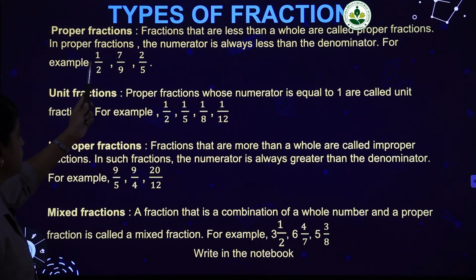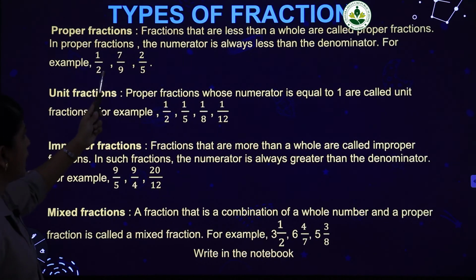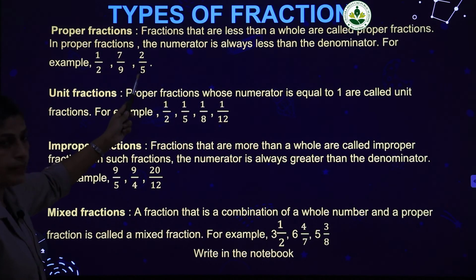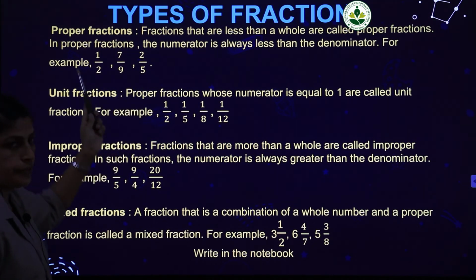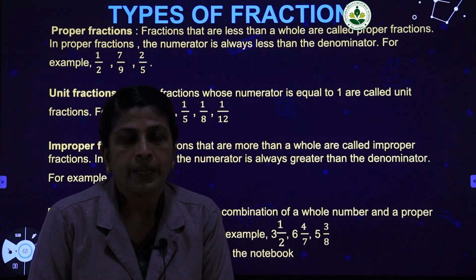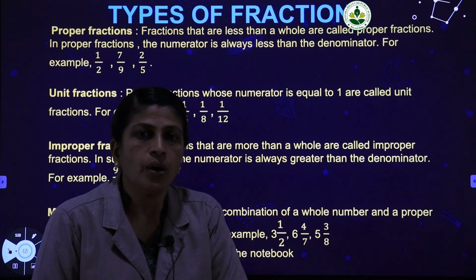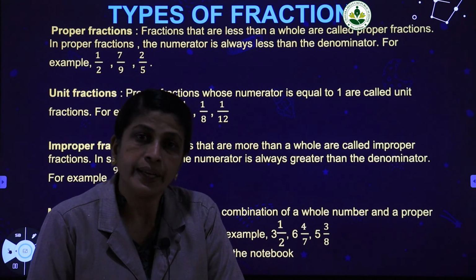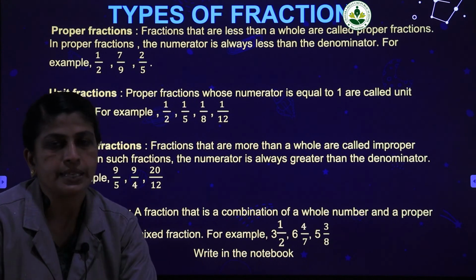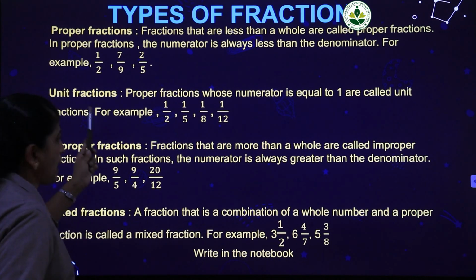Which is the numerator? 1 is the numerator and 2 is the denominator. In 7 by 9, 7 is the numerator and 9 is the denominator. In 2 by 5, 2 is the numerator and 5 is the denominator. Therefore, proper fraction means it's less than a whole thing and the numerator will always be less than the denominator. Then the second type of fraction is unit fractions.